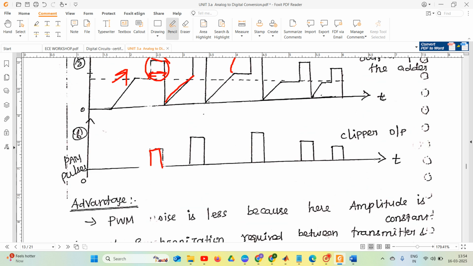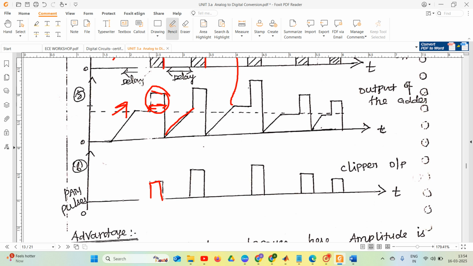Here we are detecting the signal, right? In this way, by using the clipper circuit, we are removing the unwanted signal below the threshold level, and above the threshold level we are retaining. This is my pulse signal, the PAM pulses. This is my original signal. From this PAM signal, again, we can detect my modulating signal, that is my analog signal.